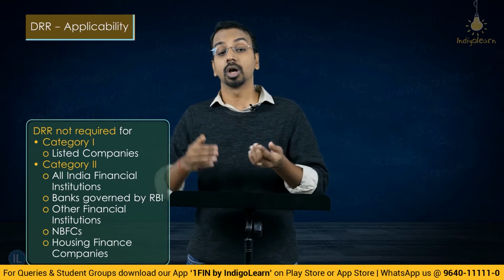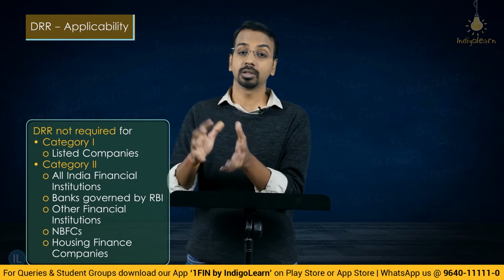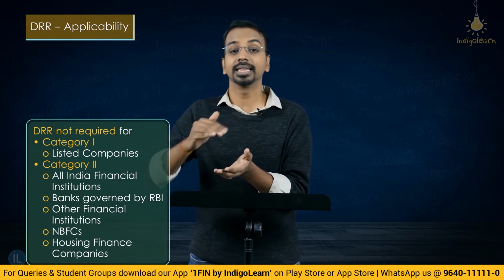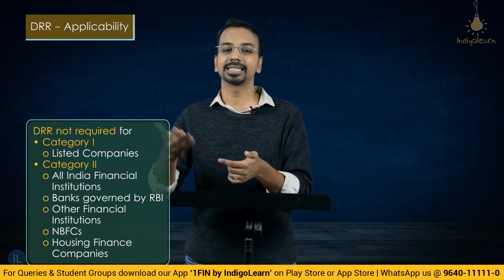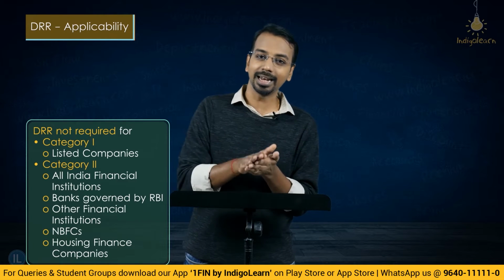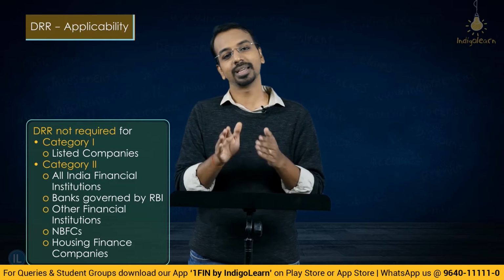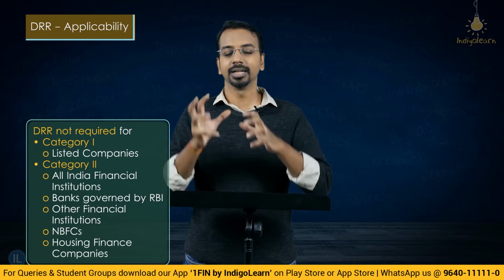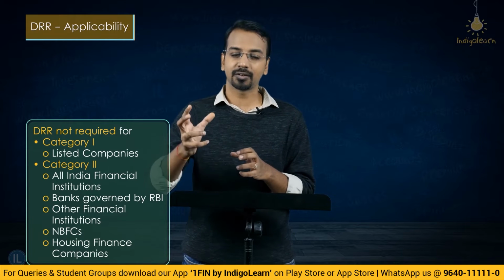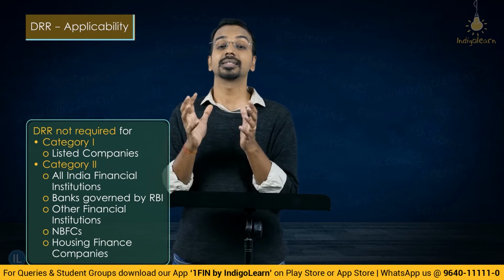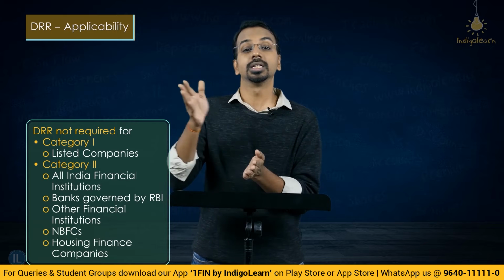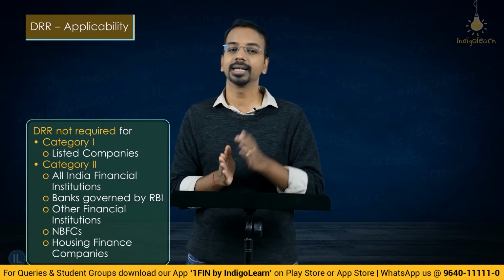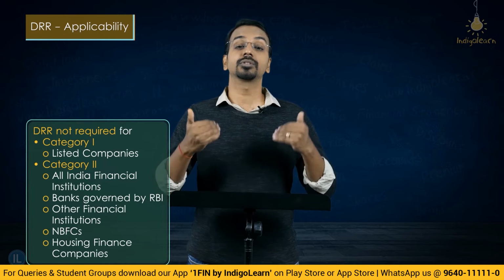Now you may have a doubt: what if the banking and finance companies are unlisted and then they are making a public issue? In that case, they have to get themselves listed, and by virtue of being a listed company, they will not be required to create any DRR. So however you understand it, the first set of companies, that is the listed companies, and the second set of companies, the banking and financial institutions, are not required to create DRR. Now let's move to the third category, which is the unlisted company.